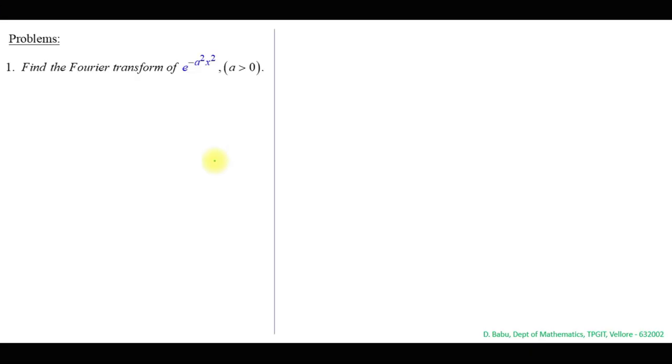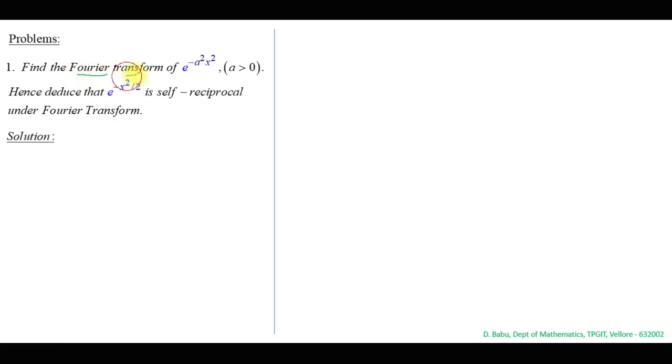First problem, find the Fourier transform of e power minus a square x square where a is positive. Hence, deduce that e power minus x square by 2 is self-reciprocal under Fourier transform. So first we need to find the Fourier transform of e power minus a square x square, and using that result we have to deduce that e power minus x square by 2 is self-reciprocal under Fourier transform.